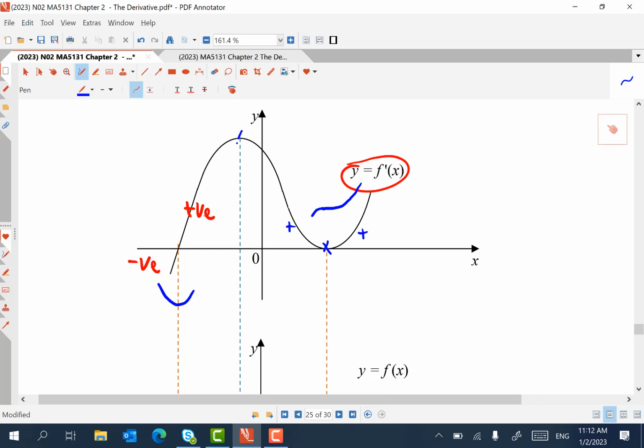Okay, tell me what this point is like in the original graph. Remember, turning point in the f prime is actually inflection point in the original graph. So which means if I may draw it nicely. Nicely, I think it should look like this. This is an inflection point.